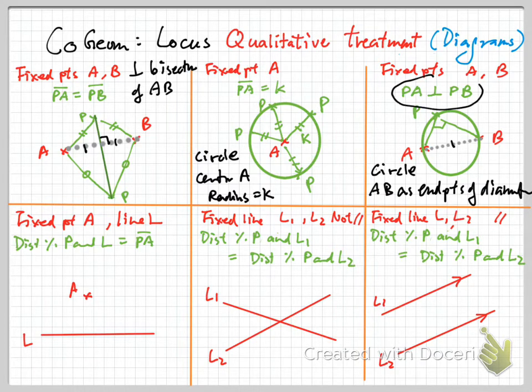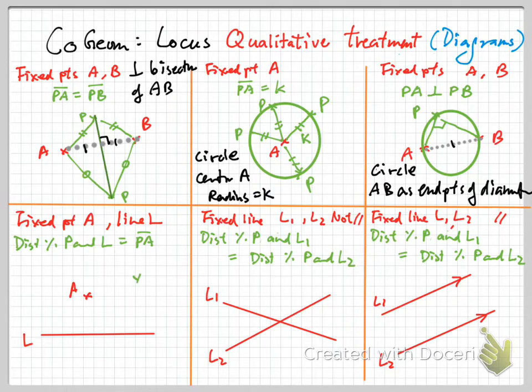If PA is always perpendicular to PB, then the locus is a circle with AB as the diameter. So these are fixed points. And then we may have fixed lines. For a fixed line, we have the distance between the point and the line. So point P is moving in the bottom left corner.